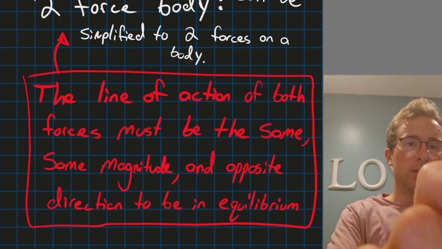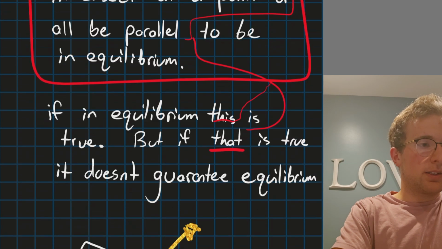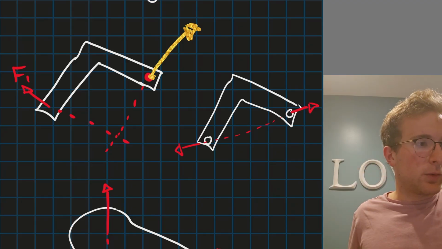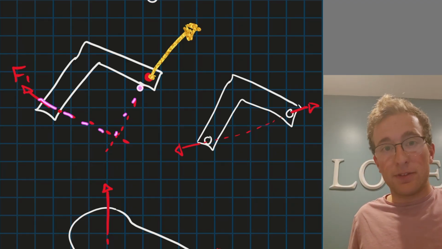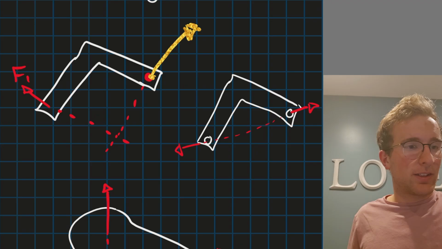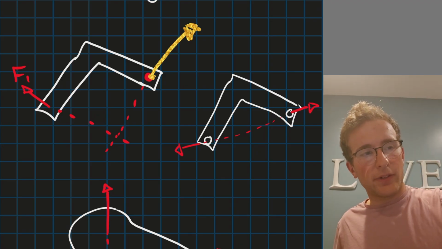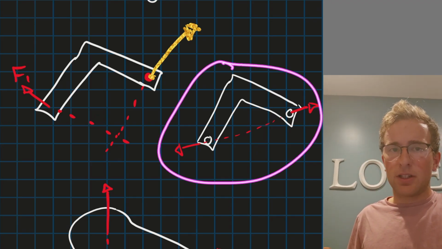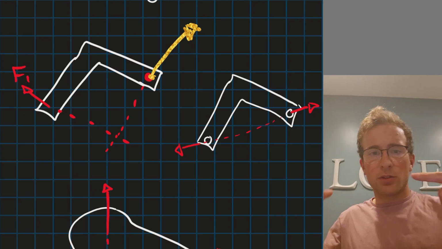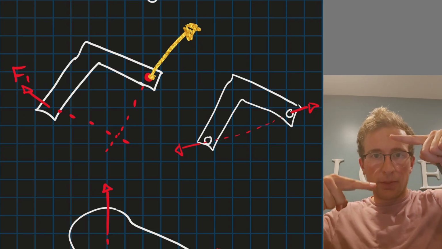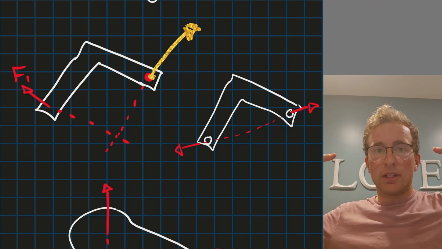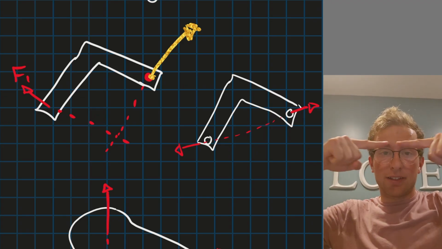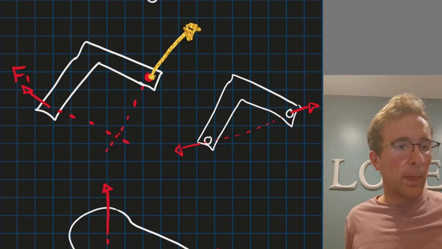Okay, and so if we go down here again, these two force vectors have different lines of action, right? These two force vectors, though, have the same line of action. And when I say same line of action, I don't just mean parallel to each other. I mean literally the same line, right? Not offset, the same exact line.